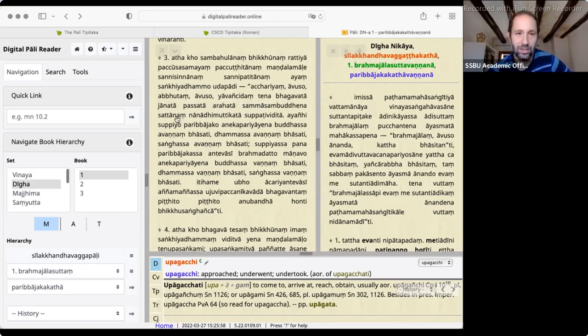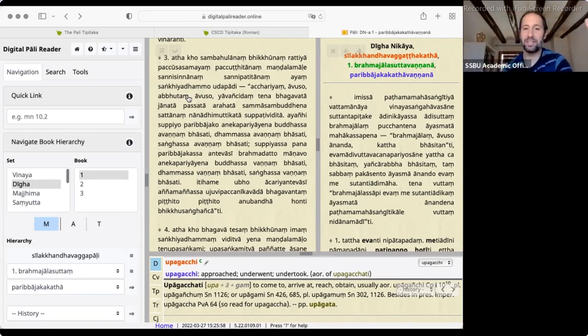arahata samma sambuddhena sattanam nanadhimuttikata suppatividitia. So this thing, idam, is the nanadhimuttikata suppatividitia. So this thing is amazing. How? Yavan, how well understood or realized is this difference, the fact that there are different inclinations in many different beings. How this has been understood by the Buddha, this thing, idam, is acharyam and abhutam.